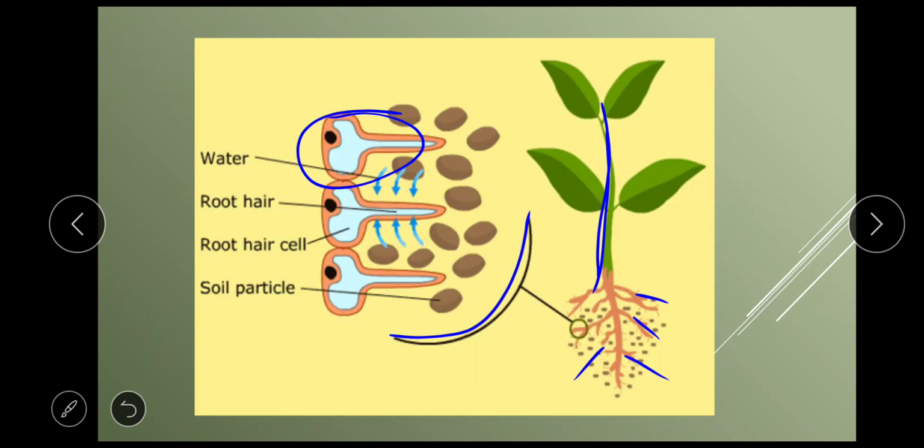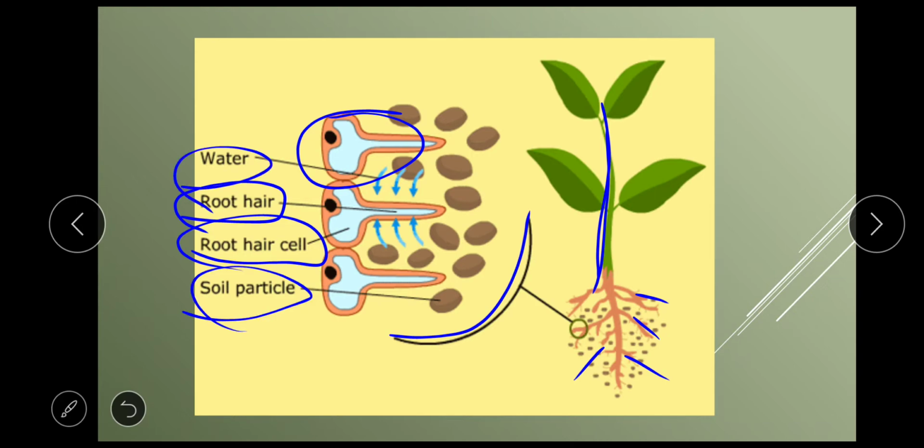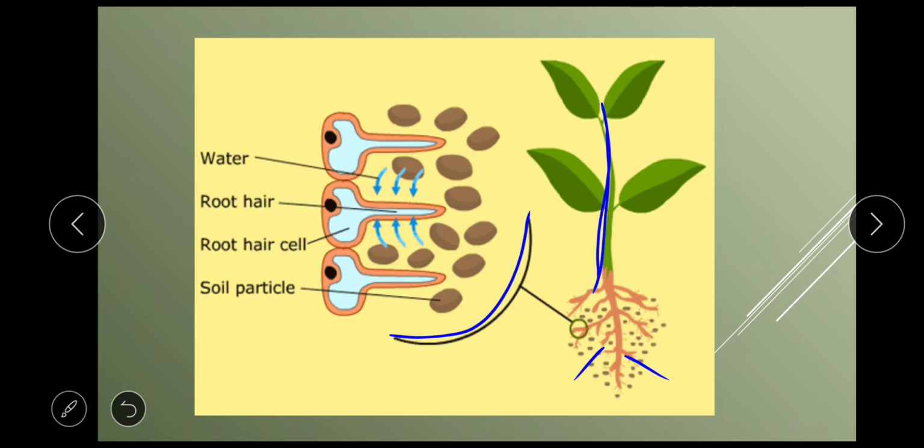Let's understand the next topic. Root hair cell, soil particles and water. We did this diagram. Let's again discuss what it is. Observe the diagram carefully. These are the roots, and when you magnify these roots, you will see that the root hair look like this. They take water from the soil. Okay, they fill themselves with water.